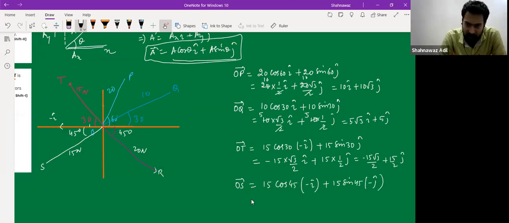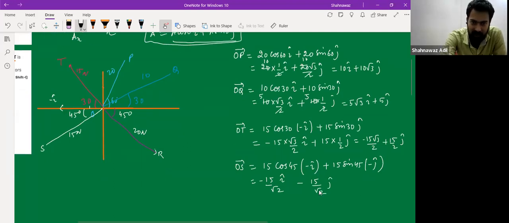Right, so this would be how much? 15 by root 2, right? And minus i, and then plus 15, and then again minus. So minus of 15 by root 2 j hat. Okay, now one guy is remaining.